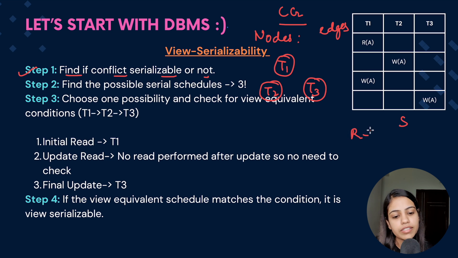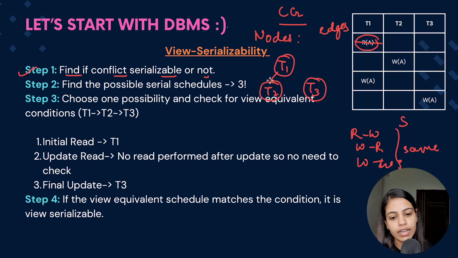A conflict is always read-write, write-read or write-write when performed on the same data item. And here you can see that the same data item A is getting operated on. So let's see if there are any read-write, write-write or write-read conflicts. First is read of A. Is there any write of A present in any of the other transactions? Yes, it's present in T2 and T3. So we'll discard this and draw a line from T2 and then from T3.